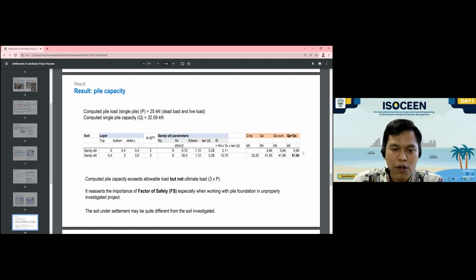And we can conclude that the computed pile capacity exceeds the allowable load. But fortunately, it didn't exceed the ultimate load, or equal to 3P. So it reasserts for us the importance of the factor of safety, especially when working in this condition of the structure model.